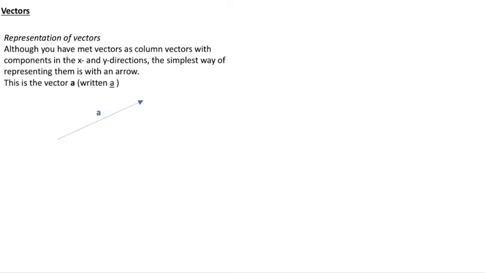So, this is the vector A, and notice that the A is in bold, which is commonly used when typing. When writing, we tend to write them by underlining the letter that represents them. And this one is also A. Vectors are not positioned in space unless this is specified. So those vectors are both A.